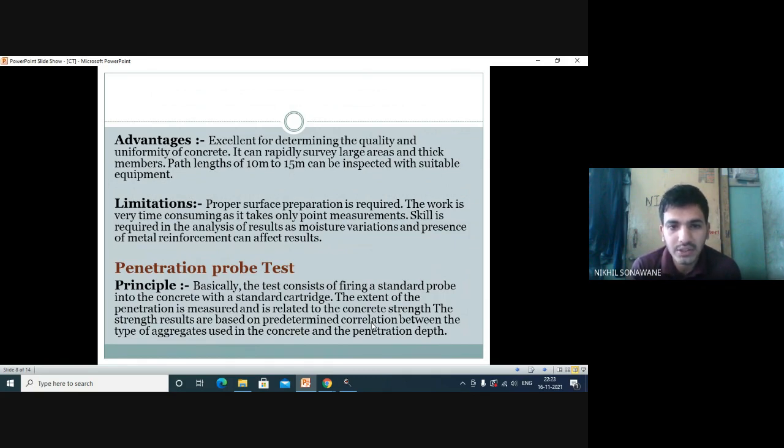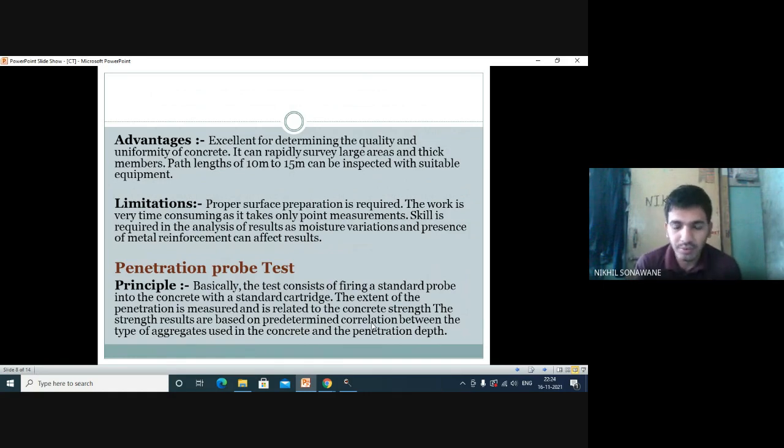Then there are certain limitations. It requires proper preparation of the surface which we are going to test. It is time consuming; most of the time goes in examining the result only. Skill is required, and various analyses have to be done beforehand, like considering the moisture content on the surface, or the presence of any fault or something on the surface. We have to estimate this prior to testing.